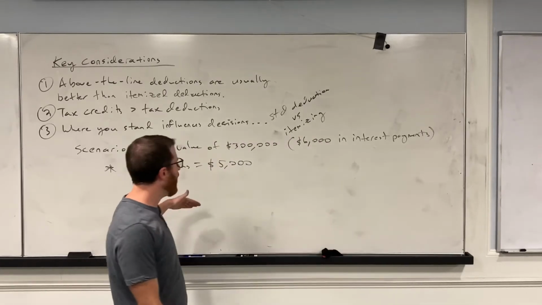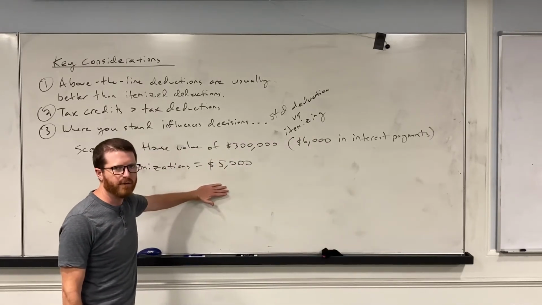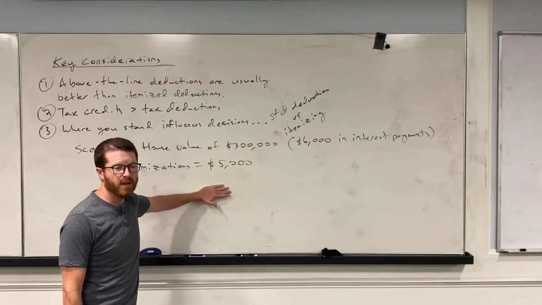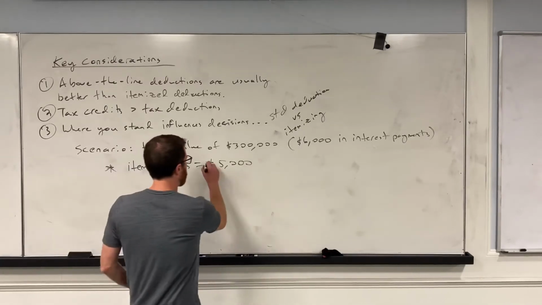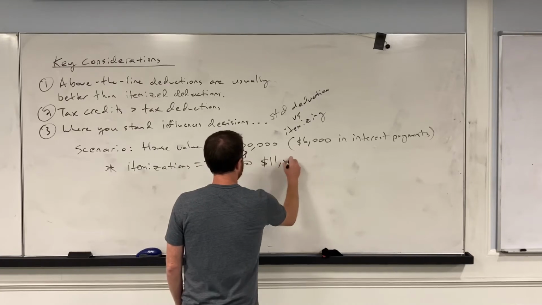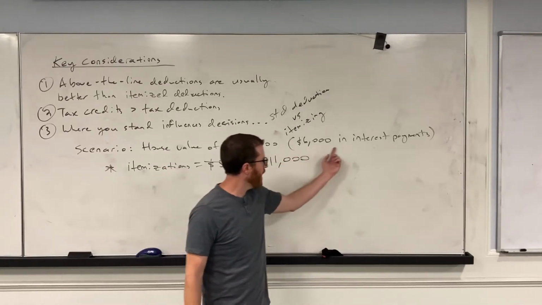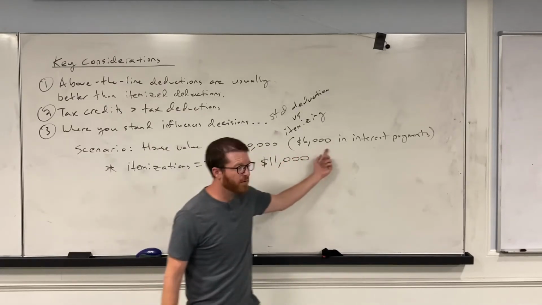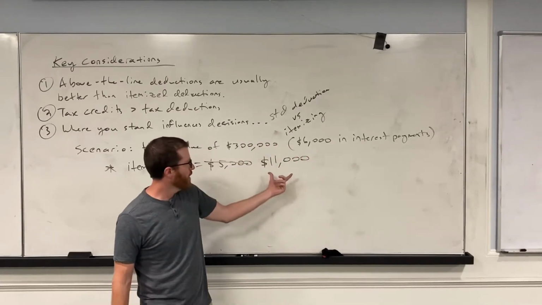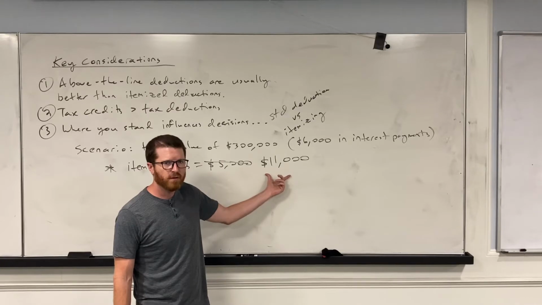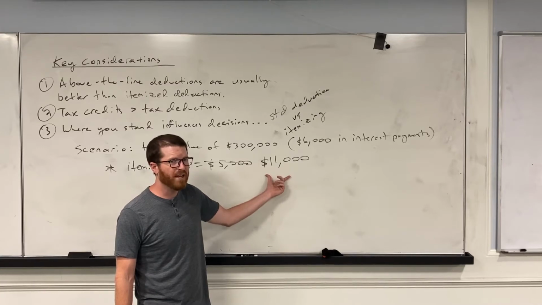If you buy this house, will you itemize this year? The answer is no, all right? If you buy the house, that would push you up to $11,000 in potential itemizations, right? Adding $5,000 plus $6,000 here gives you $11,000. So this person would still choose to take the standard deduction of $12,400. What that means is they're not really getting any benefit from the interest deduction, the mortgage interest deduction.